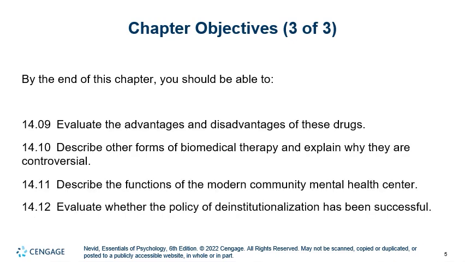We'll talk about some of the advantages as well as disadvantages of those psychotropic drugs, learn how to describe other forms of biomedical therapies, and be able to explain why they're so controversial. Then we'll describe the functions of the modern community mental health center and how it can help improve the daily functioning of a person. And last but not least, we'll discuss the evaluation of whether or not the policy of deinstitutionalization can actually be successful.